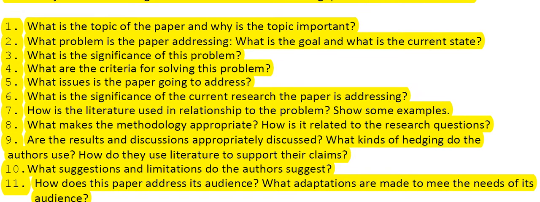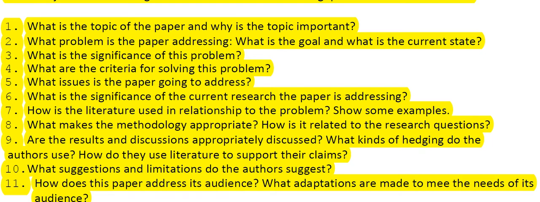So the first two questions we've covered a lot. The first one is the topic of the paper, which you should be able to find in the first sentence, and why it's important. And the second question addresses the contradiction that's in the problem, and that's important. So the contradiction should have two parts. The first part is, what is the goal of the research, that is, what is supposed to be obtained? And then you'll often see the word however, and that signals this is the current state.